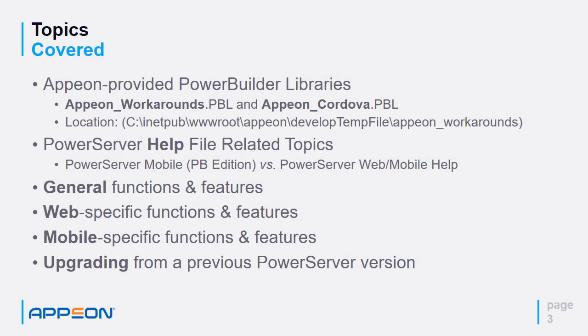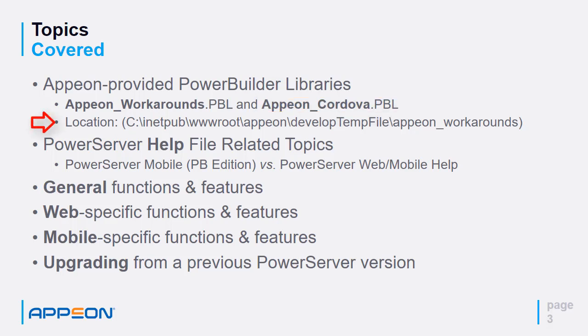Topics covered in this particular video, first of all, are the actual new libraries that you need to attach to your PowerBuilder application to get to the mobile and web specific feature set. The first library is the Appeon Workarounds PowerBuilder library. Adding that to your actual PowerBuilder application will give you extensions to the Appeon Workspace and to the web and mobile environment. The newer version of PowerServer 2017 also includes a Cordova library called Appeon_Cordova.pbl. And it actually allows you to access the Cordova plugins within the Android or iOS device. We'll be having a specific talk about that in detail later on in this video.